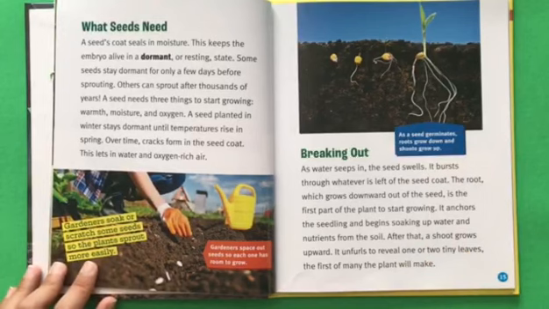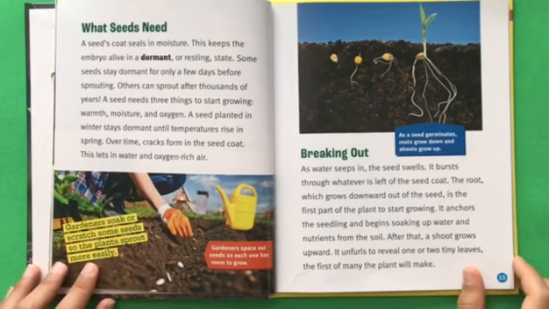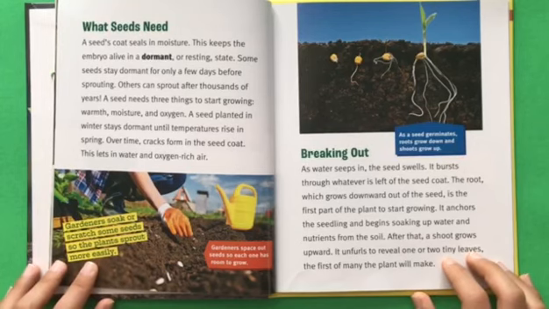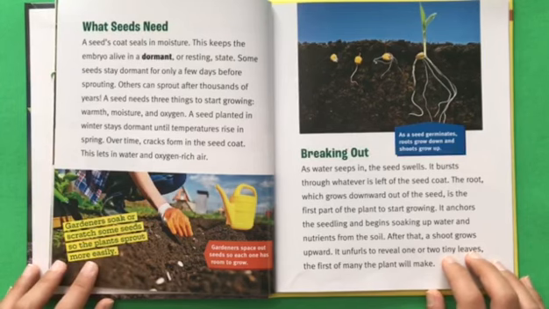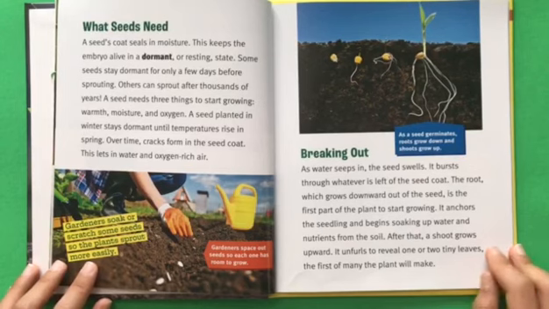Breaking out. As water seeps in, the seed swells. It bursts through whatever is left of the seed coat. The root, which grows downward out of the seed, is the first part of the plant to start growing. It anchors the seedling and begins soaking up water and nutrients from the soil. After that, a shoot grows upwards. It unfurls to reveal 1 or 2 tiny leaves, the first of many the plant will make.